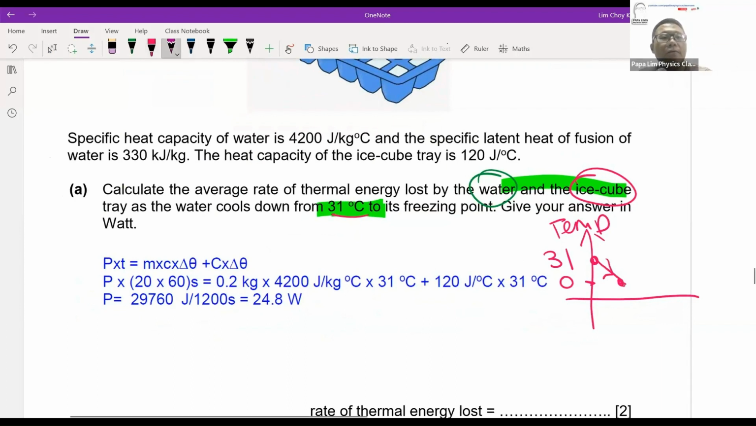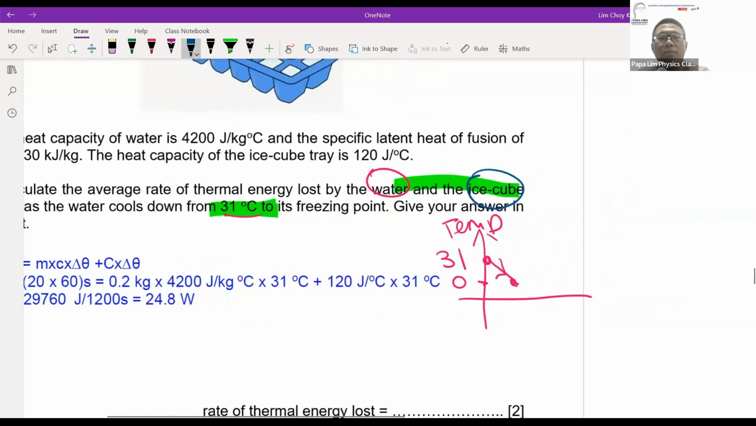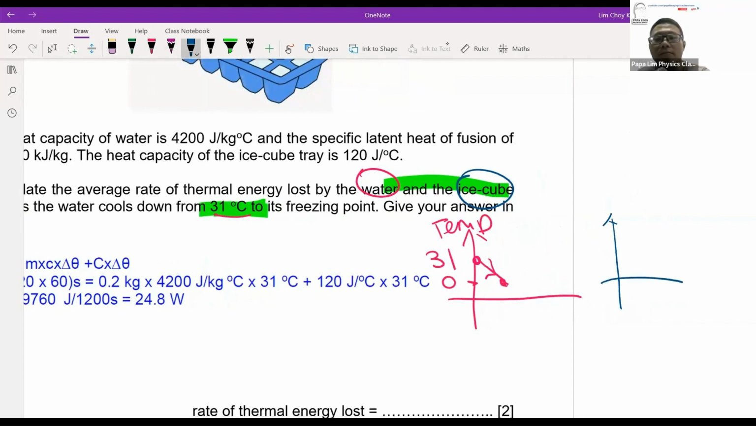And similarly for the ice cube tray. So let's say I use a different color. Water is red, and let's say the ice cube tray is blue. So for the ice cube tray, same thing. It is also at 31 degrees. It will reach the temperature of 0 degrees Celsius. So there will be cooling, so it will still be a cooling down phase.